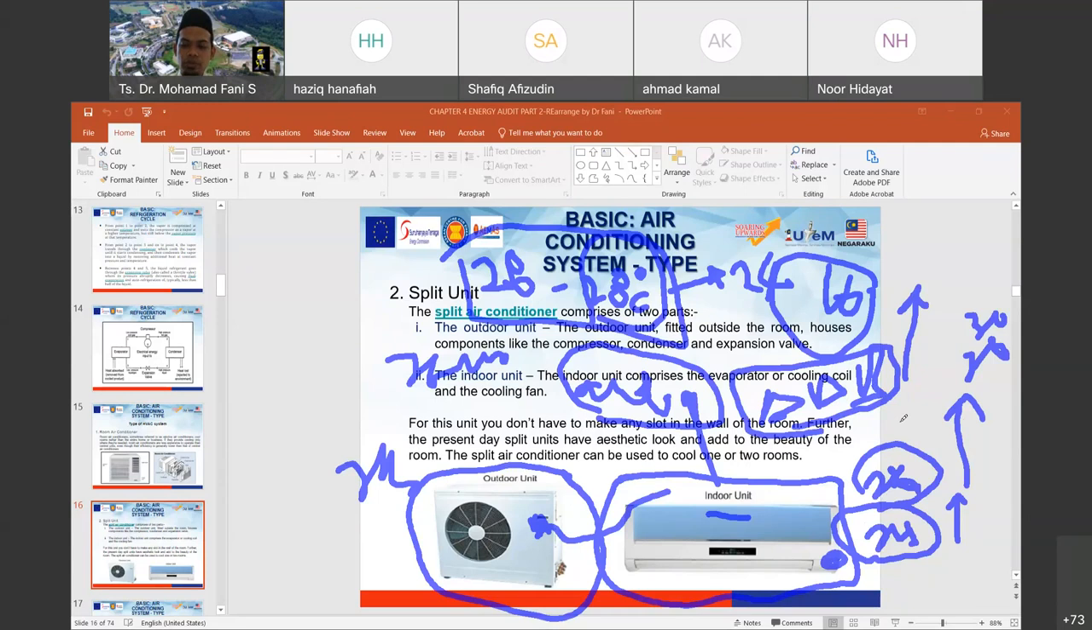If you set 24, the detection will not respond to the compressor, because you have set the fan to run at full capacity, 3 or 2 or 1. Please set auto, and this indoor unit will respond to the room temperature.